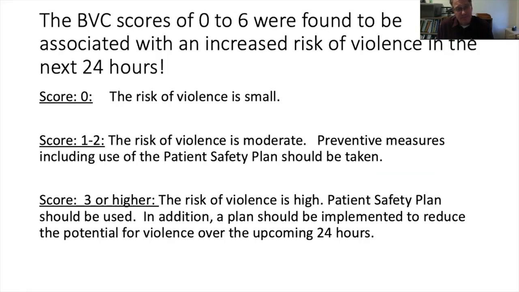And here's what the science turned out, which was very interesting, that a score of 0 is associated with a very small risk of violence in the next 24 hours. A score of 1 to 2 is increasing risk, they call it moderate, and this is an instance where preventative measures should be taken, including the use of the personal patient safety plan. And then for scores of 3 or more, the risk of violence is quite high, and we should definitely use the patient safety plan. But in addition, we should implement a plan to reduce violence, which may involve talking to the psychiatrist, the team, and your colleagues.